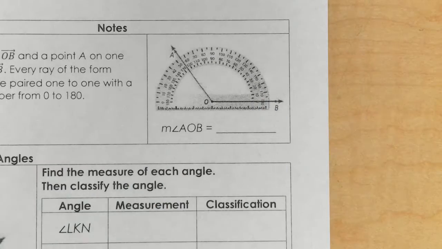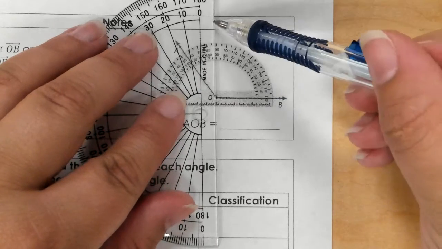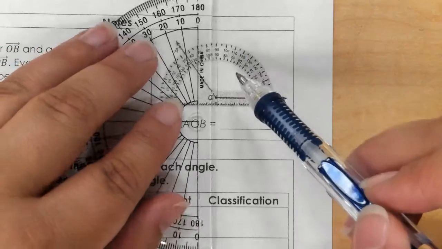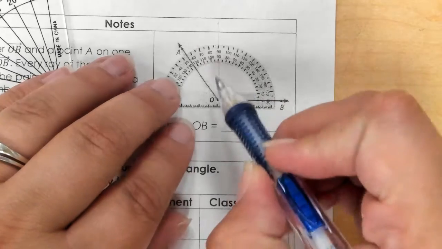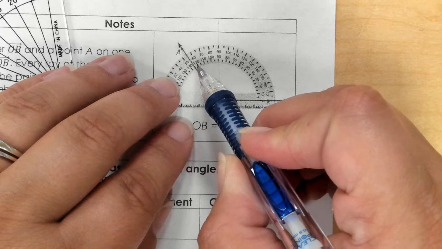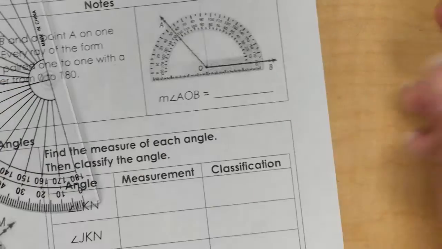Okay? And obviously, looking from this point straight up, that would be 90. And we're past 90. So it went 120, and then halfway between 120 and 130 is where it stops. So that would be 125 degrees.